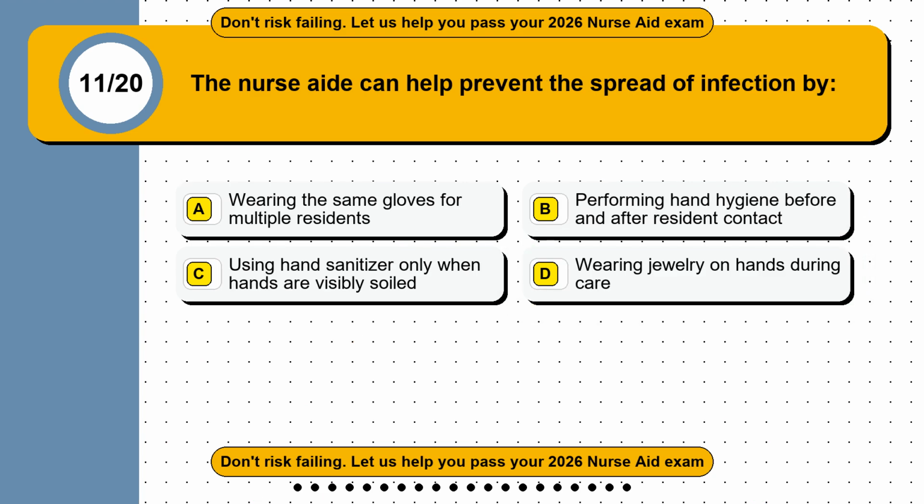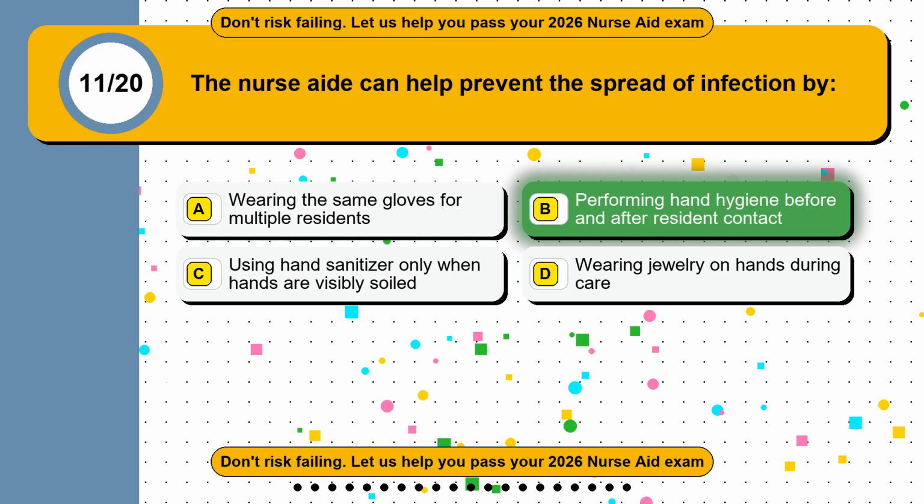The nurse aide can help prevent the spread of infection by: Option A, wearing the same gloves for multiple residents. Option B, performing hand hygiene before and after resident contact. Option C, using hand sanitizer only when hands are visibly soiled. Option D, wearing jewelry on hands during care. The correct answer is option B, performing hand hygiene before and after resident contact.